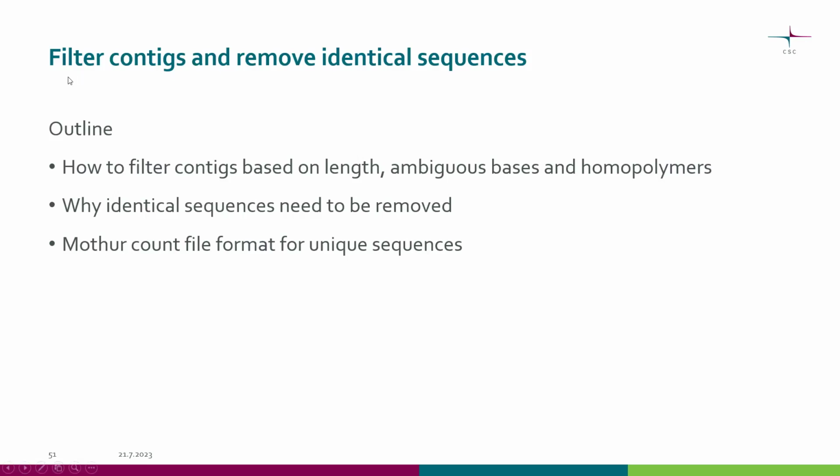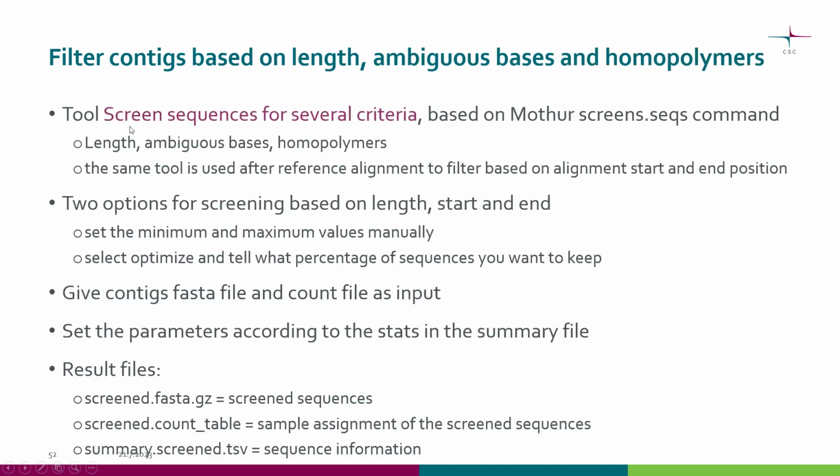In this video, we discuss how to filter contigs and remove identical sequences. So you will learn how to filter contigs based on length, ambiguous bases, and homopolymers. And you will also learn why identical sequences need to be removed, and what the Mothur count file looks like for unique sequences.